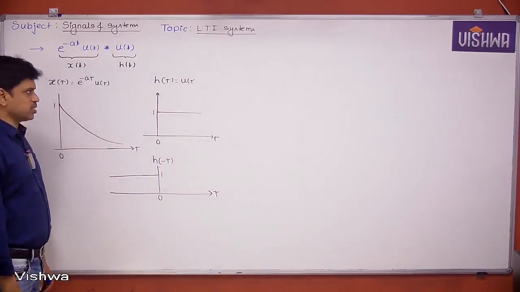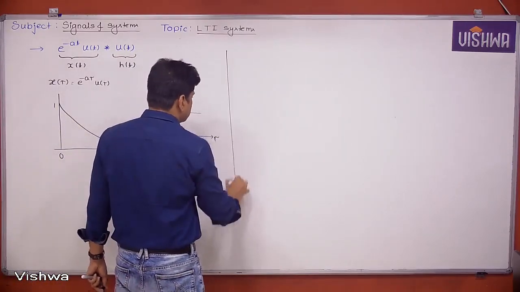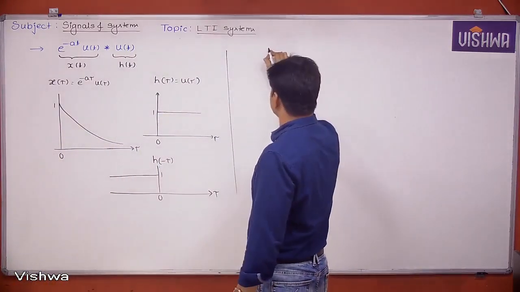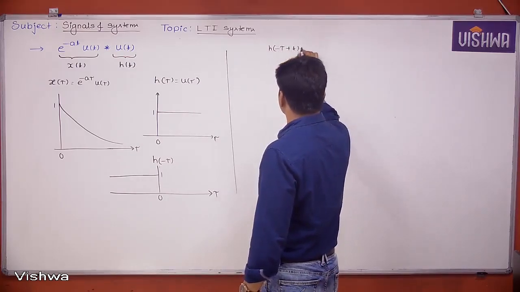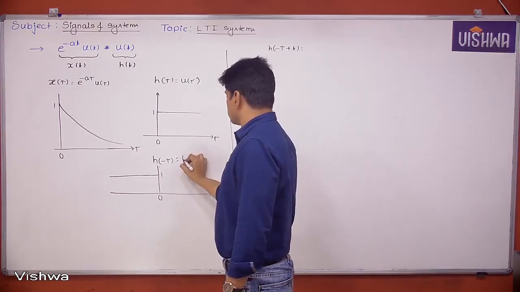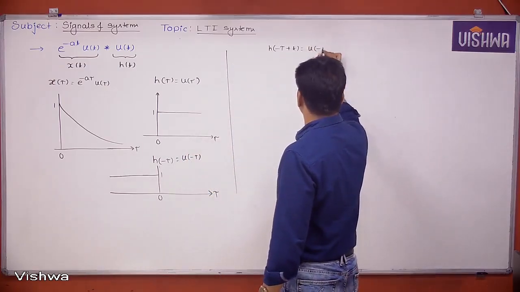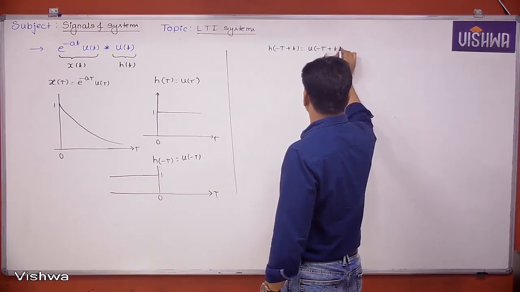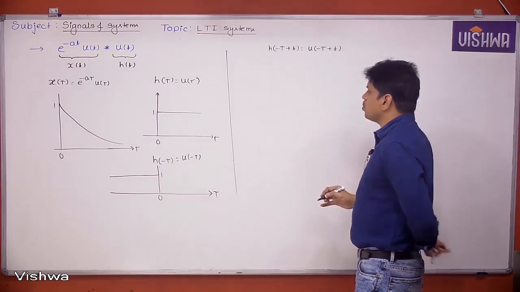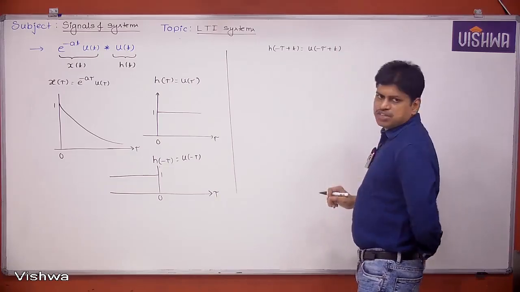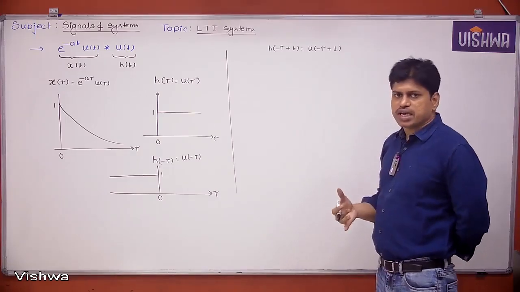Now we have to introduce a shift, that means h of minus tau plus t. This is actually u of minus tau plus t. If I draw it with respect to tau, how does this curve look? It all depends on the t value. If t is positive, it will look one way. If t is negative, it will look another way.